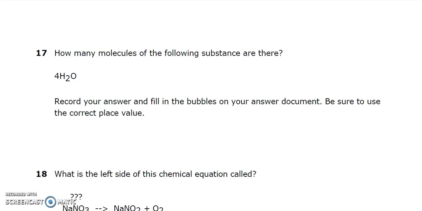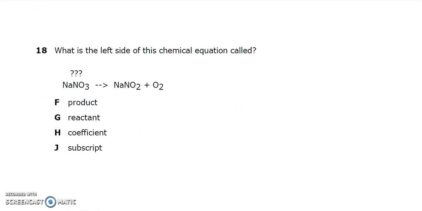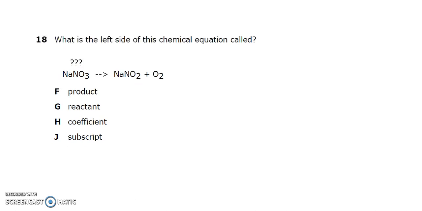Number 17. How many molecules of the following substance are there? Record your answer and fill in the bubbles on your answer document. Be sure to use the correct place value. What is the left side of this chemical equation called? F, product. G, reactant. H, coefficient. Or J, subscript.